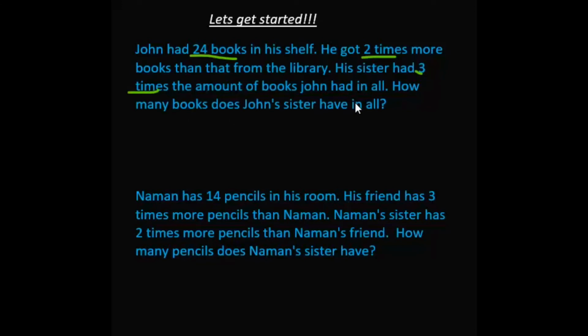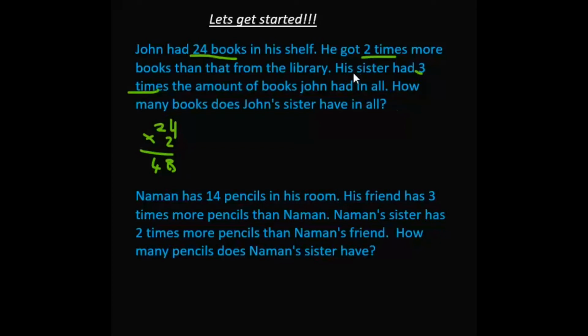Okay, so now he has 24 books to start off with. So this is a multiple step problem. He has 24 books to start off with, but then he goes to the library and gets 2 times more than that. So first thing we have to do is 24 times 2, which is basically 24 plus 24. Let's do that here. 24 times 2. 4 times 2 equals 8. 2 times 2 equals 4. So it equals 48. So now we know that John has 48 books in all.